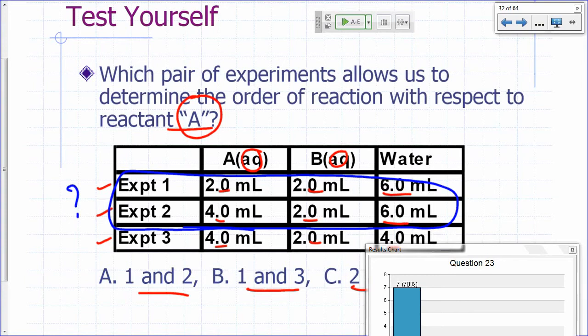If you want to see the effect of A, you have to maintain the concentration of everything else, right? You change the concentration of A. Sure, you've changed the concentration of A by changing the volume of A. But are you maintaining the concentration of B? You're using the same amount, but is the concentration of B the same?